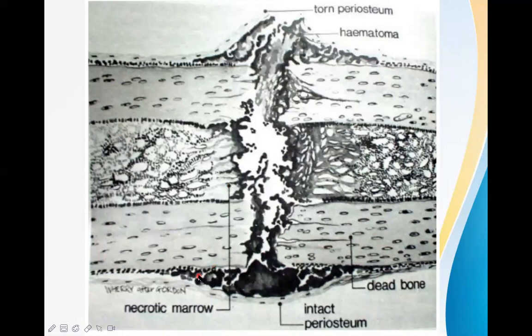On the other side the periosteum is intact though. And up to a certain distance there is dead bone. They all will be removed by the macrophages, and they will be replaced by the new bone.